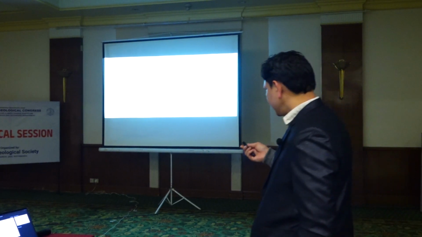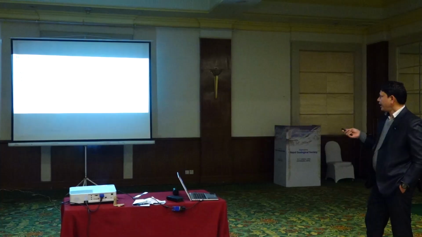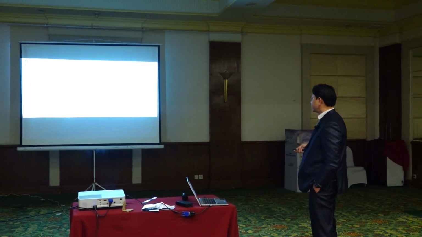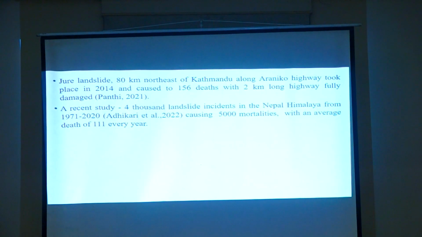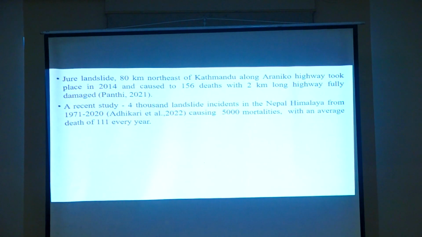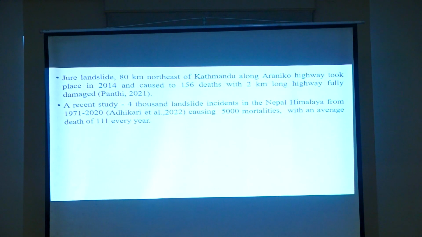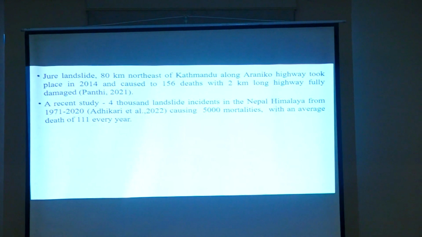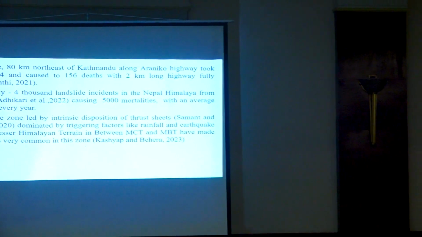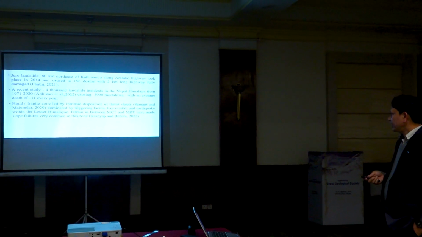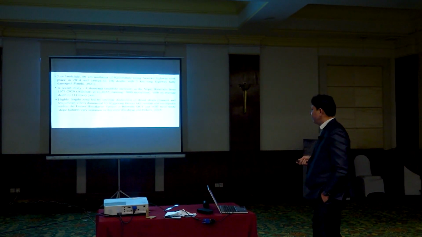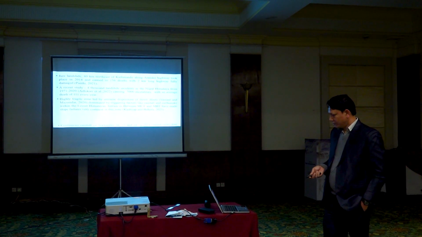Likewise, the Krishnavir landslide, which is 83 km west along the highway, disrupted the road and caused 10 days of complete disconnection with the capital city. Landslides took place in the Nepal Himalaya from 1971 to 2020, causing 500 mortalities, an average of 111 deaths every year. The fragile rock laid by the crossing thrusts, especially the MCT and within the MCT and MBT, have made slope failures very common in this zone.